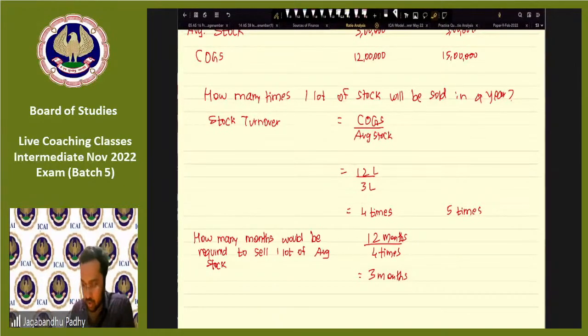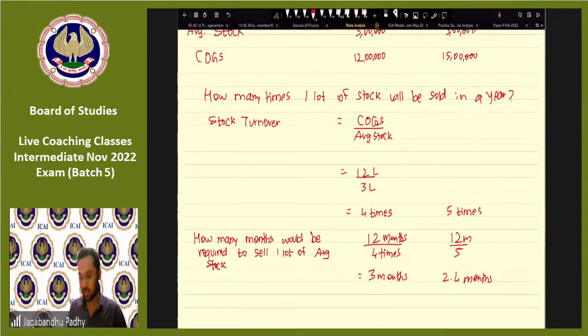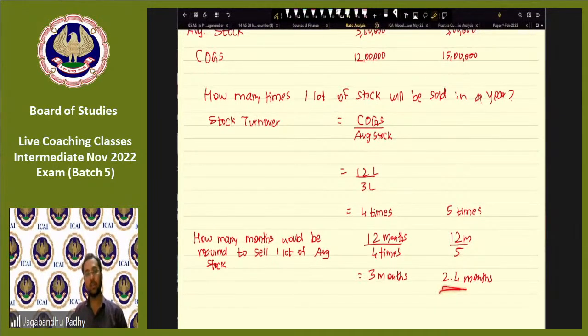Because we would like to hold stock for a minimum time. The quicker I'm able to sell my goods, that's good for me, right? If I'm taking 3 months to sell 1 unit of goods and there is another company, in our case with 5 times, you will say 12 months divided by 5, which is 2.4 months. So company B is better, right? Because it is able to sell the same lot of goods in a lesser duration, in just 2.4 months as compared to 3 months. So it is lower the better.